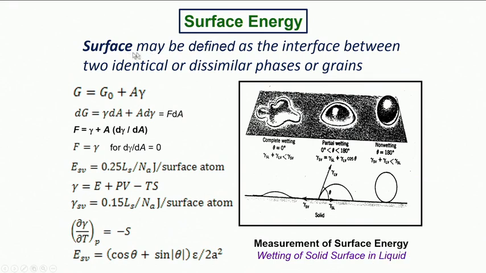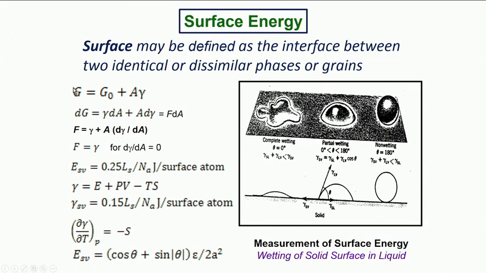So we have already defined that surface is essentially the interface between two identical or dissimilar phases or grains. When they are identical, we call them grain boundaries. When they are dissimilar, we call them phase boundary. And for any normal solid, we always will have a solid-vapor interface, which also is dissimilar in nature.